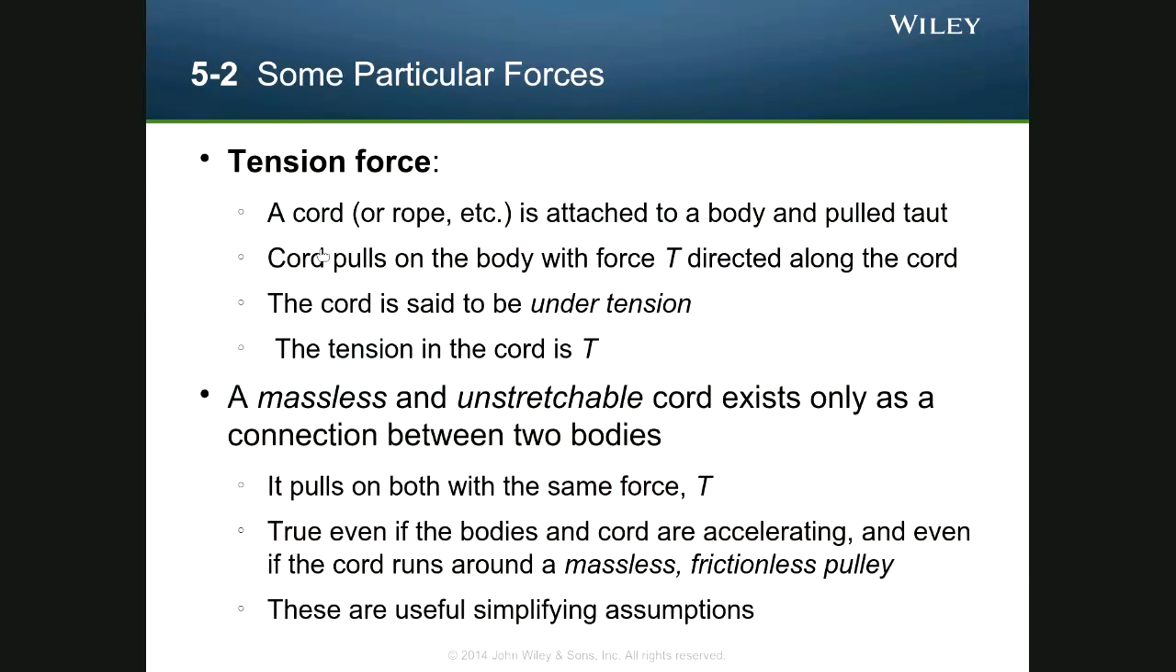So a tension is a force used usually by a string or a rope or something like that. The cord pulls on the body with force T along the cord, and the cord is said to be under tension. The tension in the cord is T. So before we deal with this word vomit, let's look and see what that means.